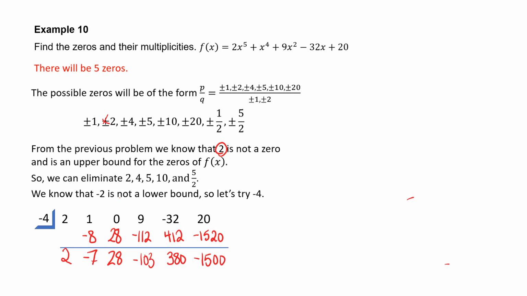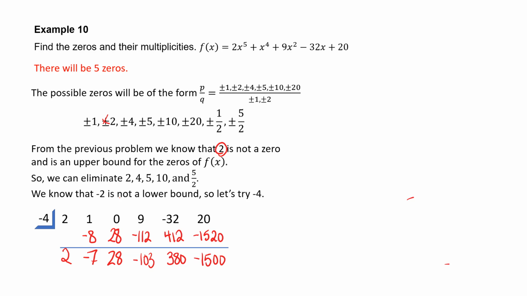All right, so we divided by a negative number, we put the negative number in the bracket, and our solution, the coefficients do alternate in sign down to the remainder. They do alternate in sign: positive, negative, positive, negative, positive, negative.